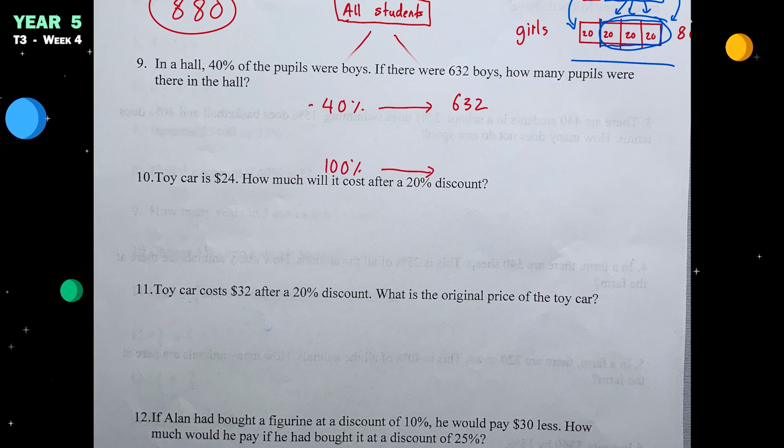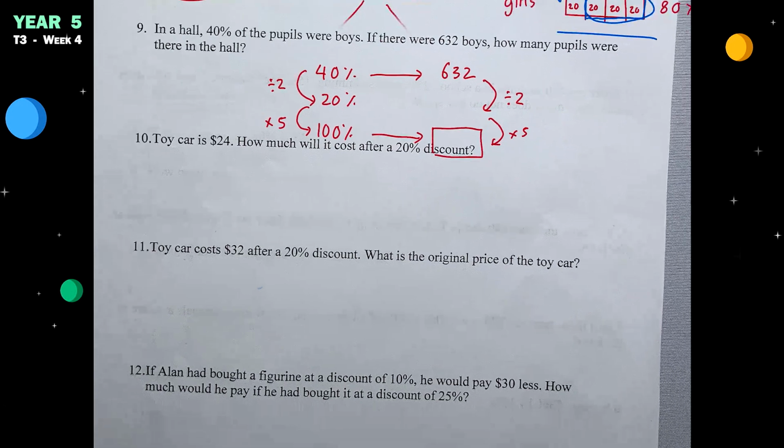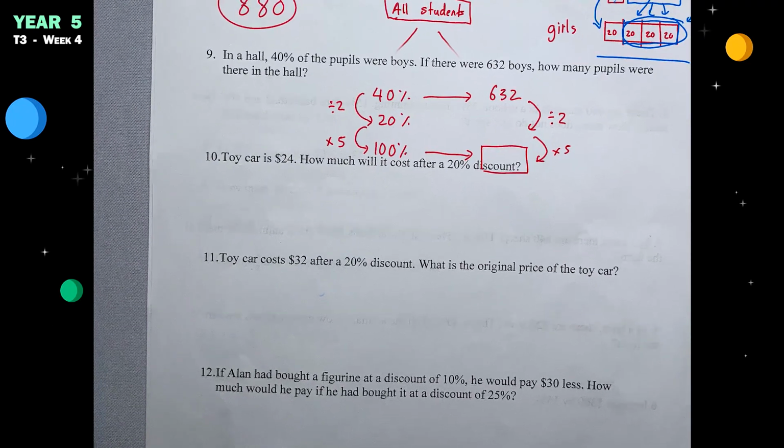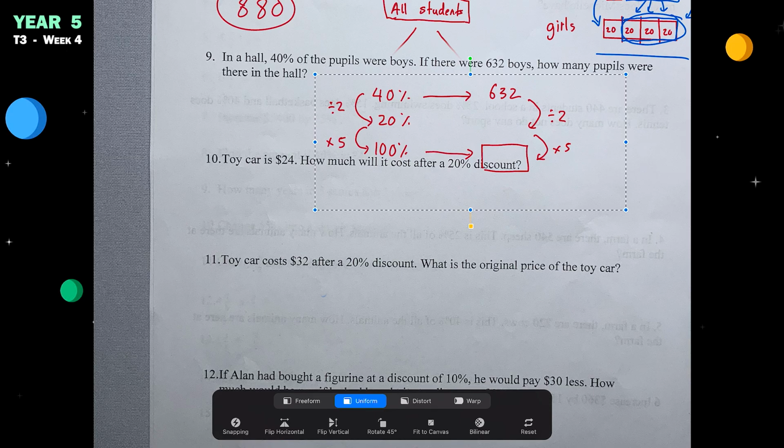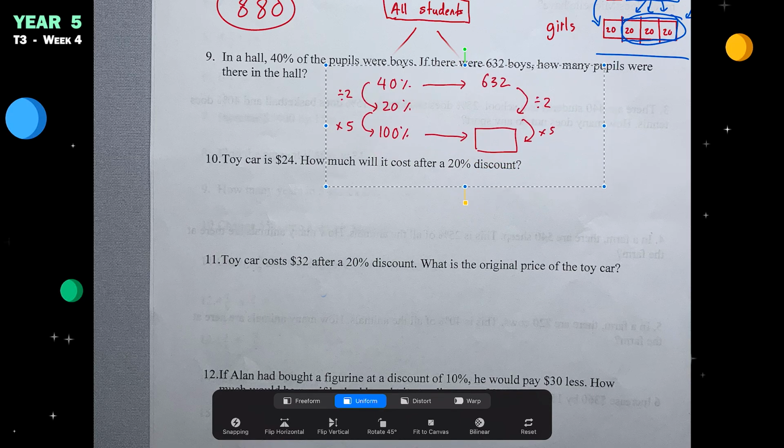Okay, 40 can't go to 100 easily, but it can go to 20, and then from 20 we can go to 100. So 40 to 20 we divide it by 2, 20 to 100 we times it by 5. So again we divide it by 2, and then we times it by 5. Once you do that, you'll get the answer, so I'll leave that for you to do.